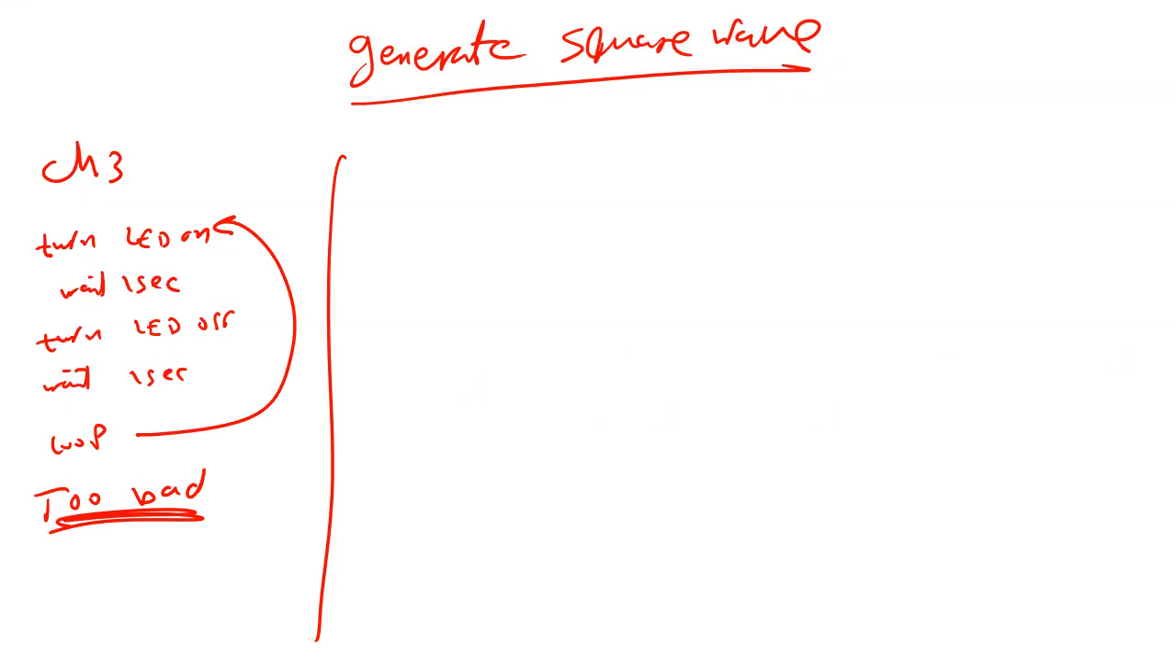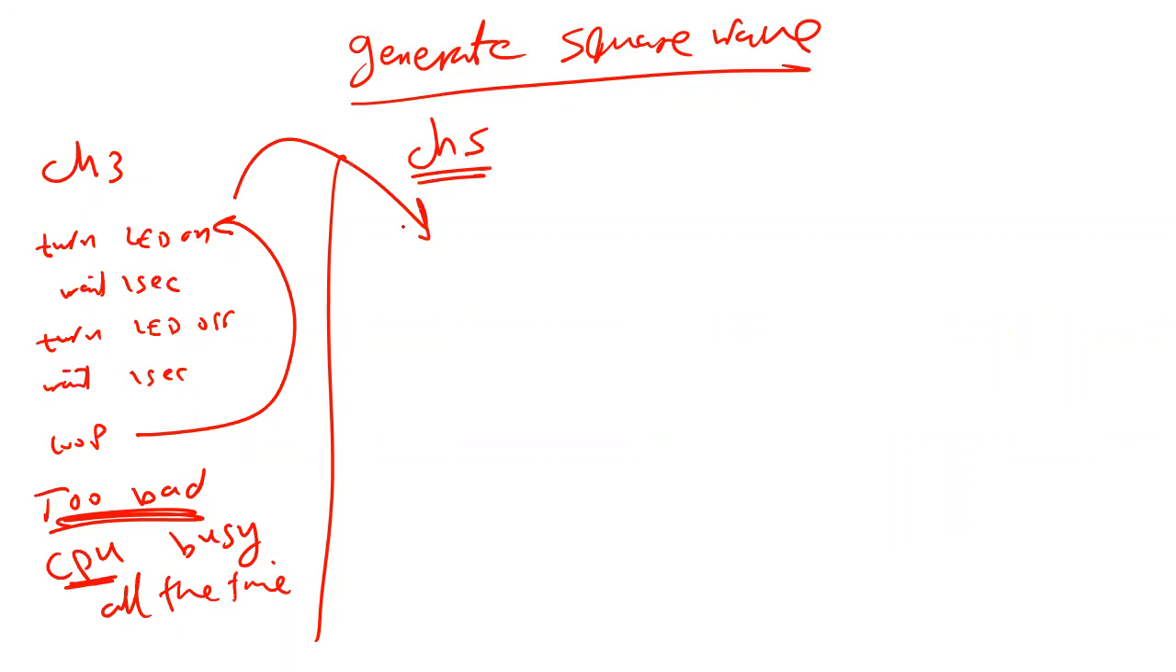Why is it too bad? Because the CPU was busy all the time, right? So that's why it was not a good idea, because this one takes too much time from the CPU, okay? And then we came to chapter 5. I said I have a better idea than this one. I can use output compare, and that's what I explained last lecture, and also this lecture.